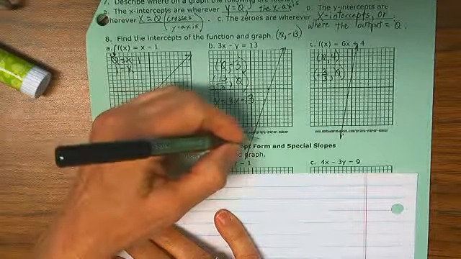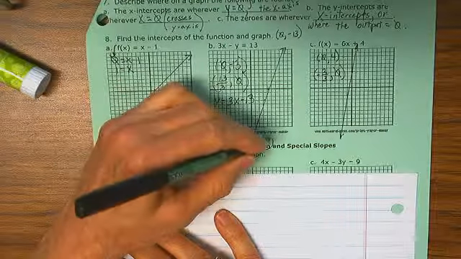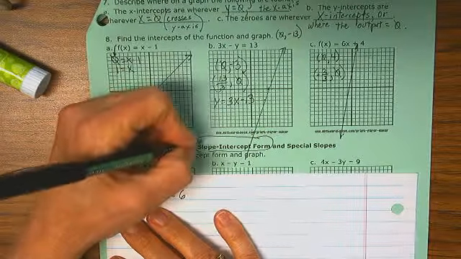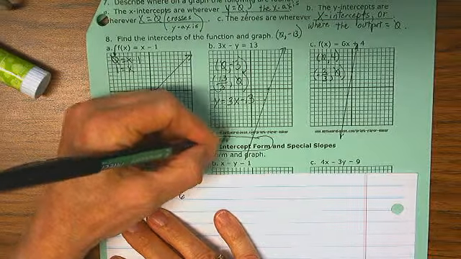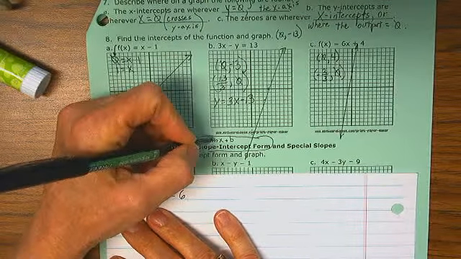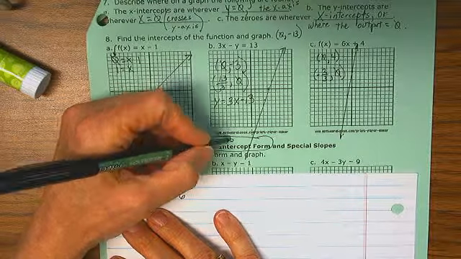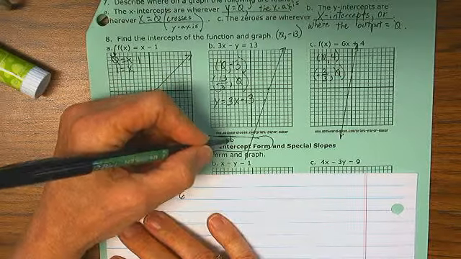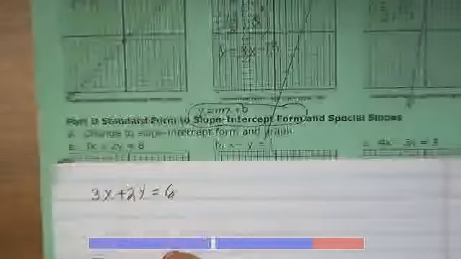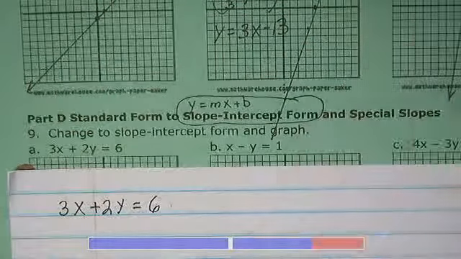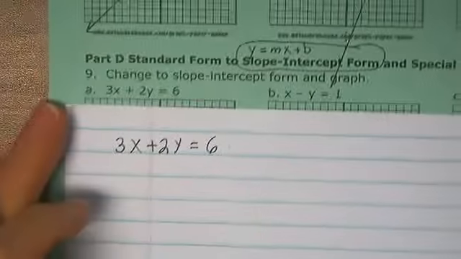Slope-intercept form is the form in which y equals mx plus b. M is the slope, b is the y-intercept. It's one of those things you just have to memorize. You have to learn it. Don't forget it. You will need it forever.